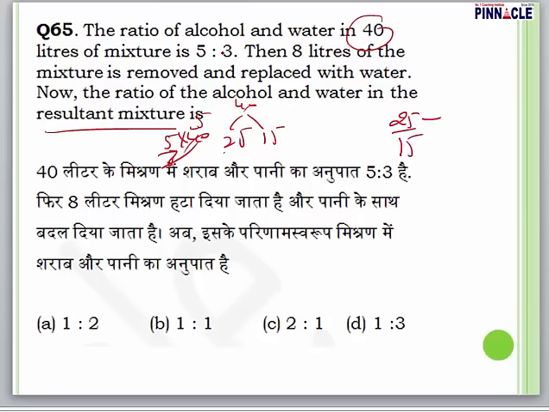8 liters of the mixture means 5 liters and 3 liters, so 5 liters of alcohol and 3 liters of water will be removed from this. Because the total mixture removed is 8 liters and replaced with water, 8 liters of water is added. Then we have to find the new ratio. So 25 minus 5 is 20, and 15 plus 5 would be 20. 20 by 20 is 1.